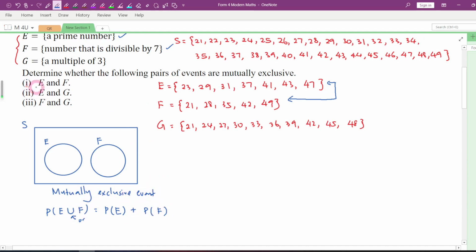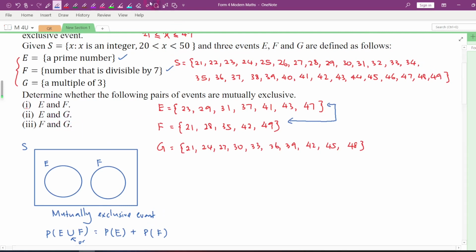Now how about E and G? Now let's focus on E and G, forget about the F. Focus on E and G. 23, we don't have 23 over here. 29, no. 37, 31, 41. Okay, you will notice that E and G do not have any common element either, right?